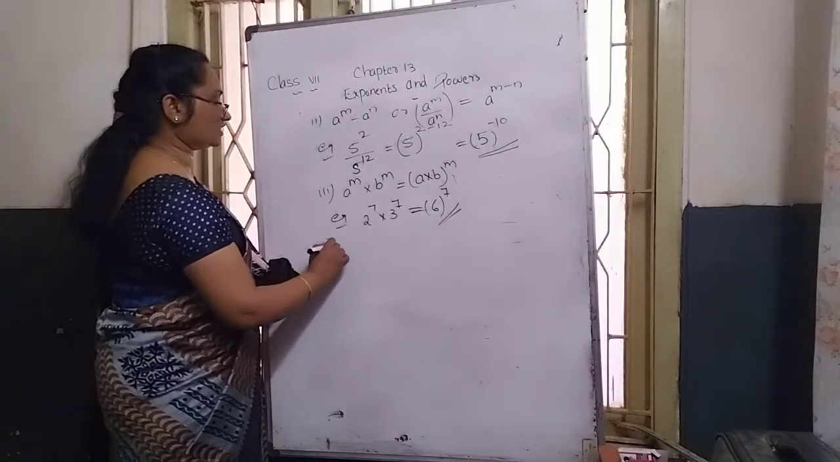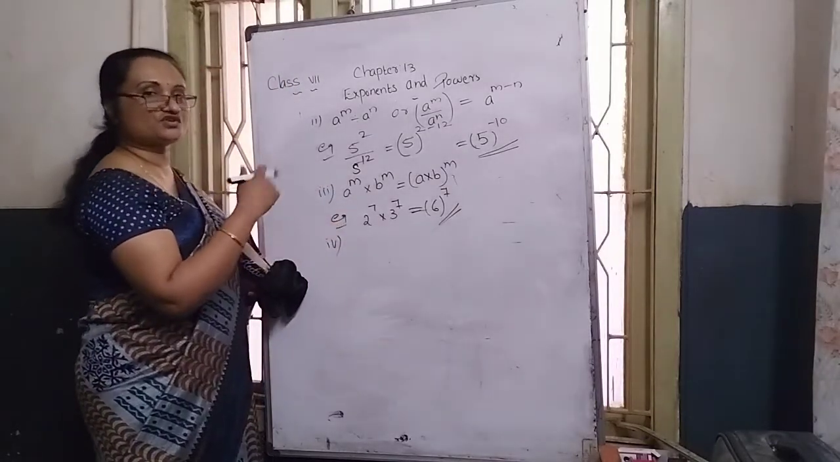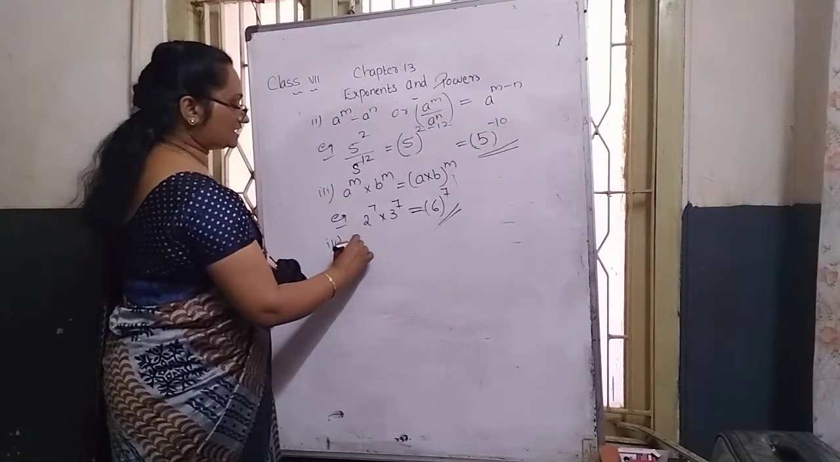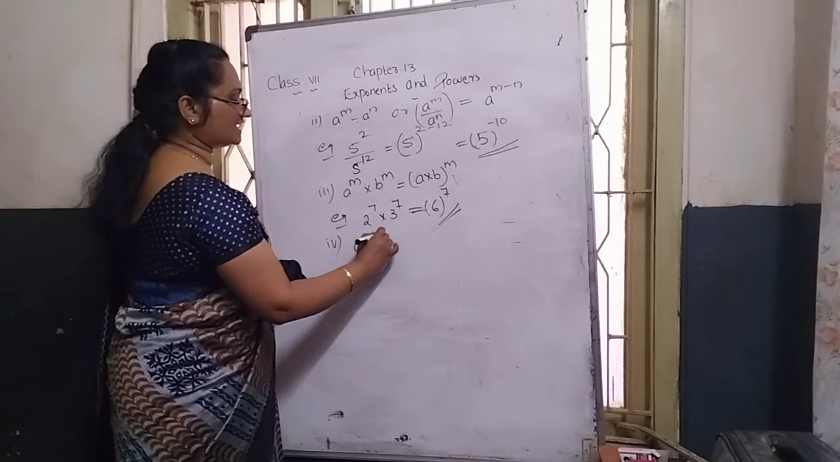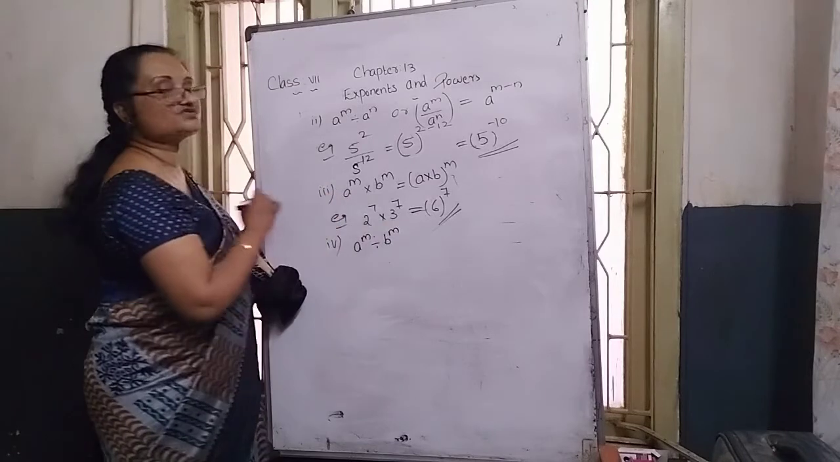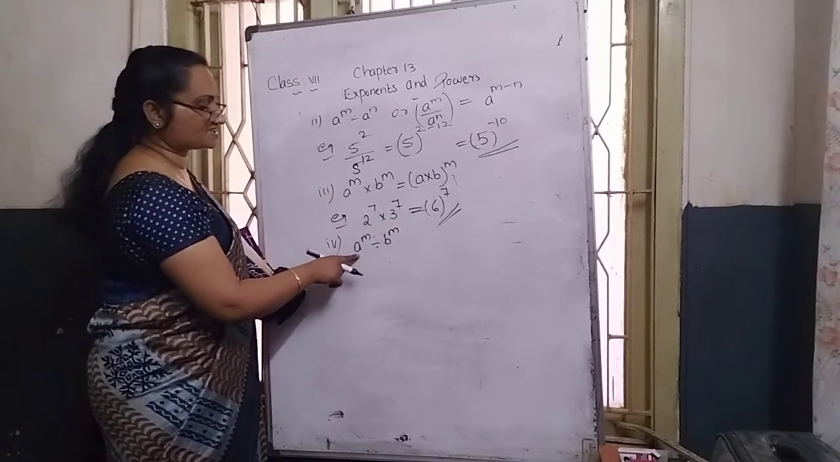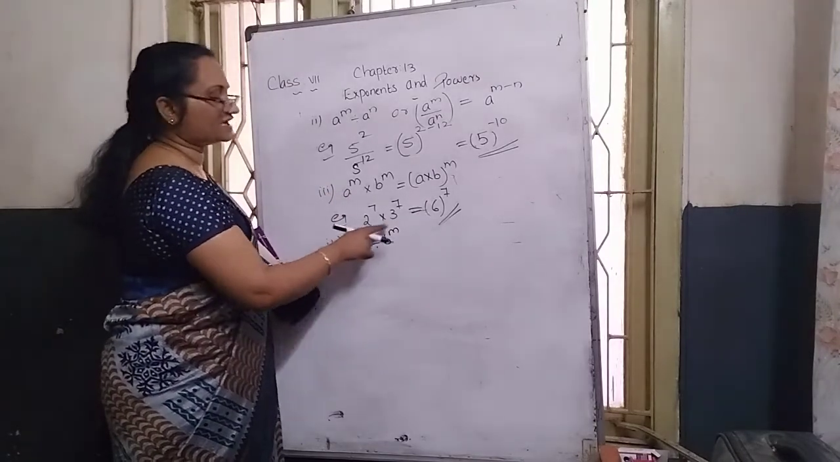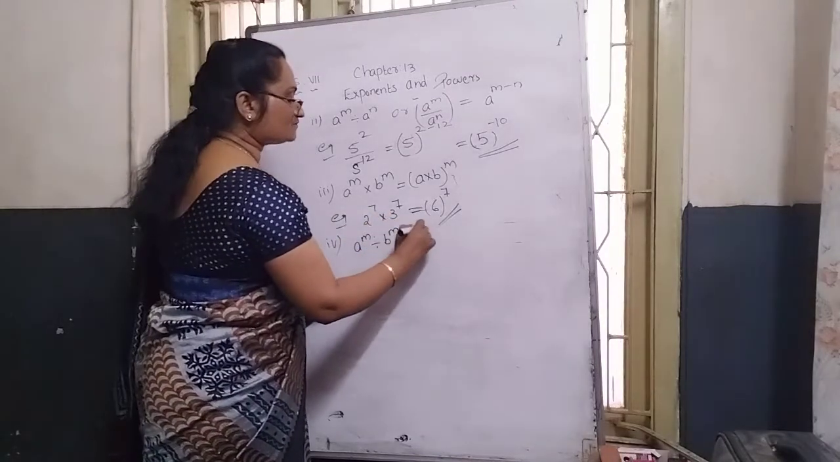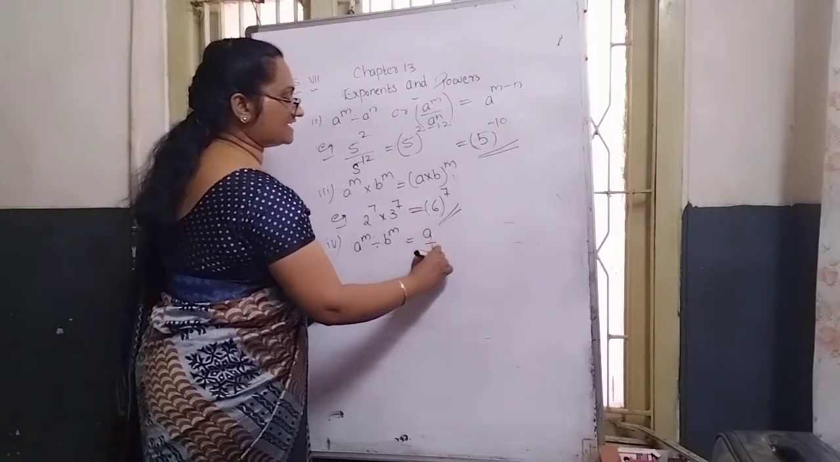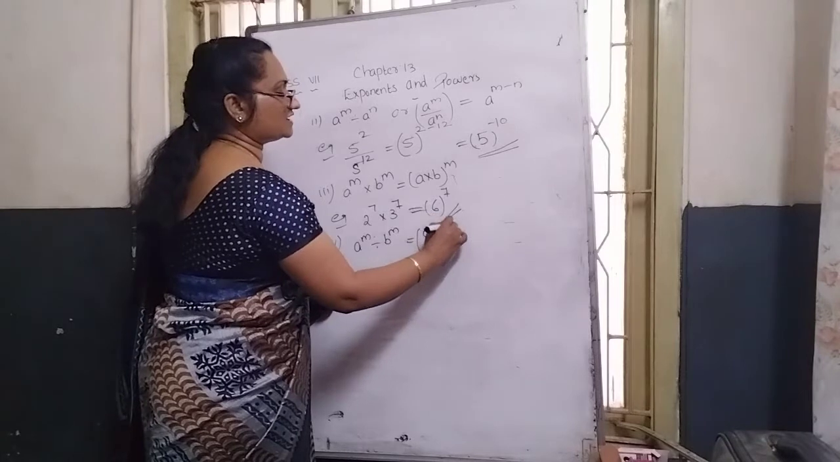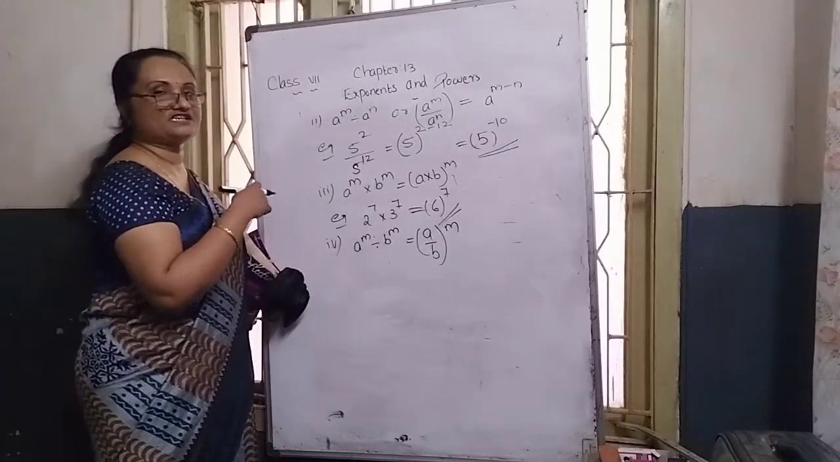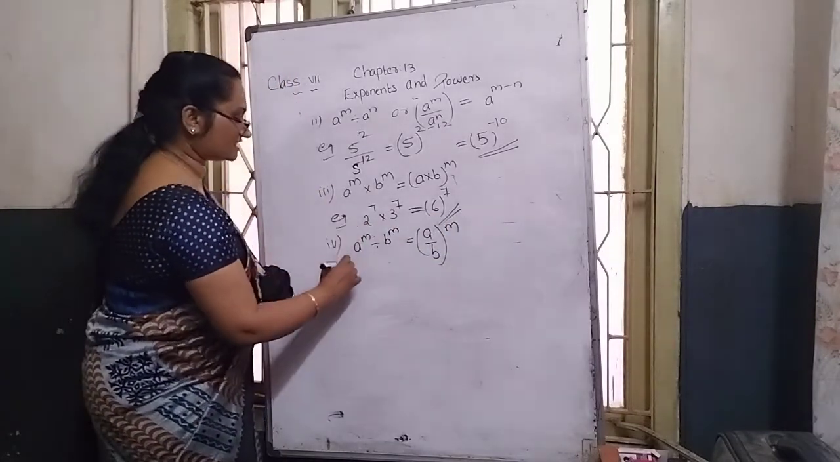Next, the fourth rule, the division case. In the division case, different bases are also coming. That means a raised to m divided by b raised to m, with the same power. Here the base is a, here the base is b, but they have the same power. At that time, the bases are divided and the same power is written.